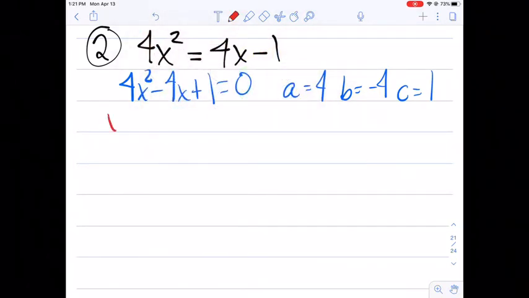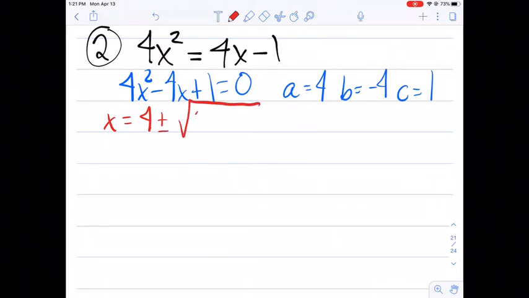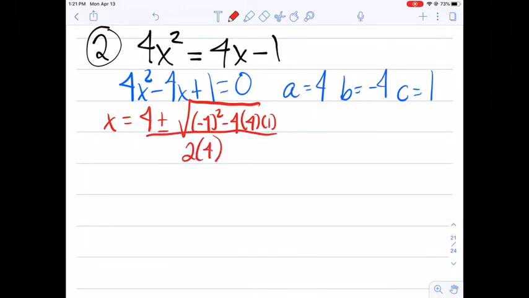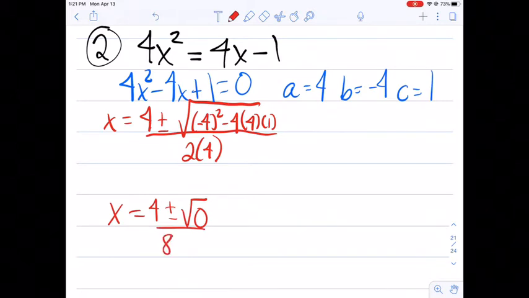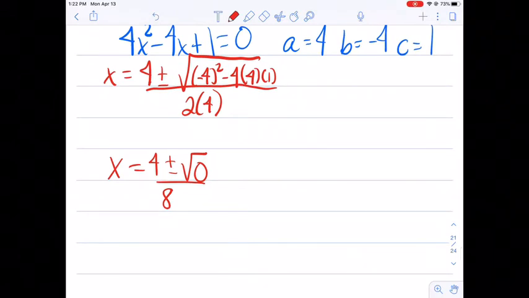If you plugged everything in the formula correctly, you should have gotten x equals 4 plus or minus the square root of negative 4 squared minus 4 times 4 times 1, all over 2 times 4, because A was 4 this time. Now, the really cool thing that happens here is that you might have gotten x equals 4 plus or minus the square root of 0 over 8. That's correct. The square root of 0 is 0.